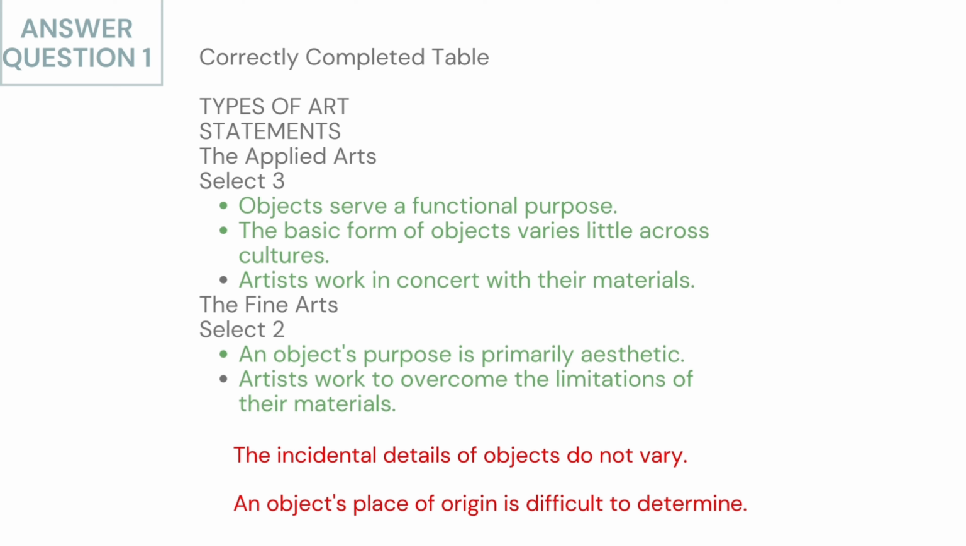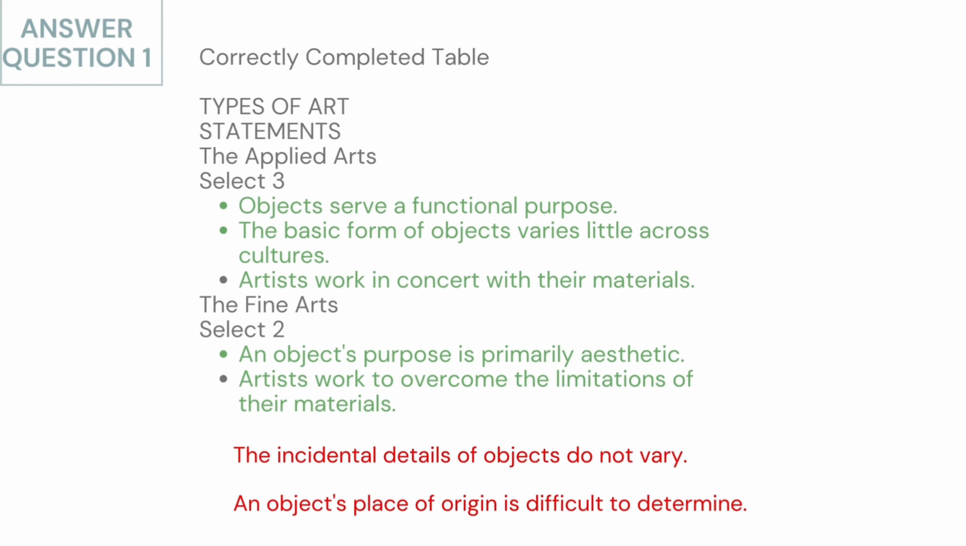Now moving on to the fine arts category. An object's purpose is primarily aesthetic. This is not clearly stated. This is an example of something that you need to infer from the passage. In paragraph 2, sentence 5, the passage states that the primary purpose of fine arts is not function. Then in paragraph 2, sentence 11, the passage mentions a situation in which a sculptor had to sacrifice an aesthetic purpose due to the laws of physics. Putting these statements together, you can infer that fine artists, such as sculptors, are primarily concerned with aesthetics.